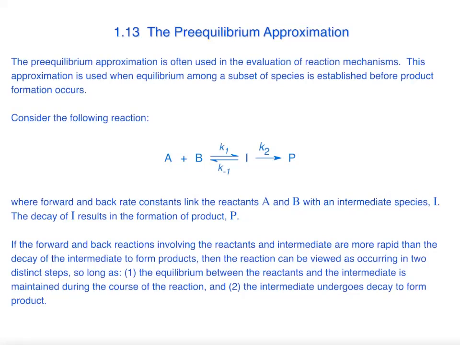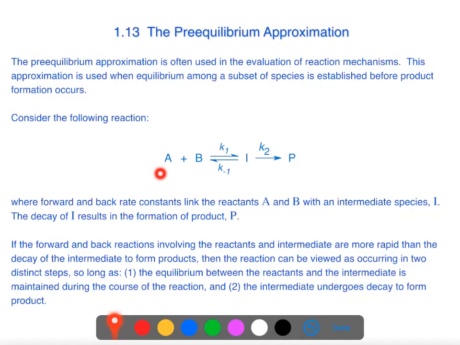Let's consider the following reaction, where we have two reactants in equilibrium with an intermediate, and this intermediate will eventually decay to product. Now, if the forward and back reactions involving the reactants and intermediate are more rapid than the decay of the intermediate to form products, then the reaction can be viewed as occurring in two distinct steps, so long as, one, the equilibrium between the reactants and the intermediate is maintained during the course of the reaction, and two, the intermediate undergoes decay to form product.